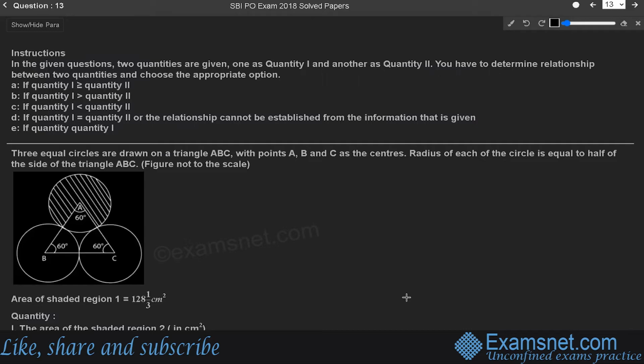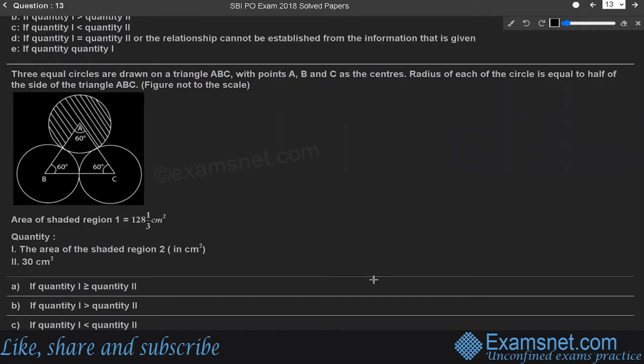Next question is, in the given questions, two quantities are given. One is quantity 1 and another is quantity 2. See, the directions are the same here. Three equal circles are drawn on a triangle ABC with points A, B and C as the centers. The radius of each of the circles is equal to half of the side of the triangle ABC. Here, quantity 1 is the area of shaded region 1, which is equal to 128 1 by 3. And quantity 2 is the area of shaded region 2, which is 30 centimeter square.